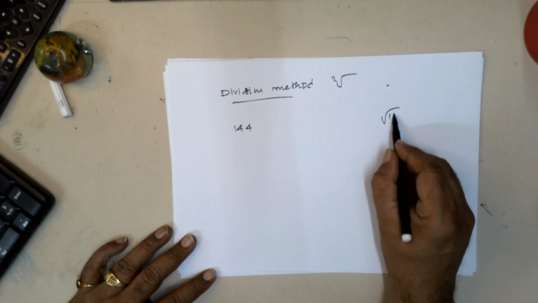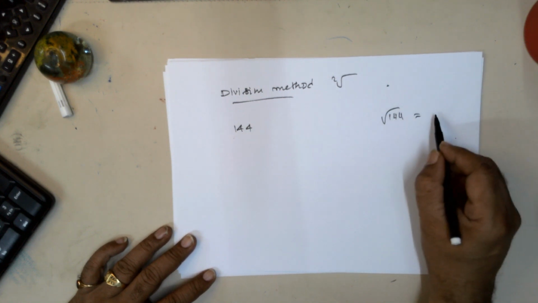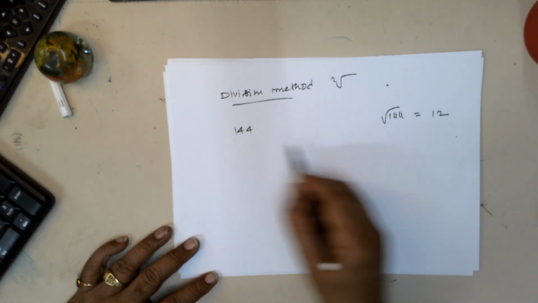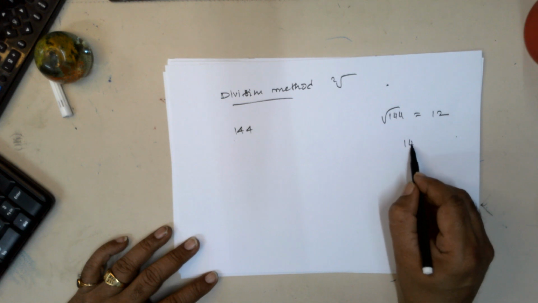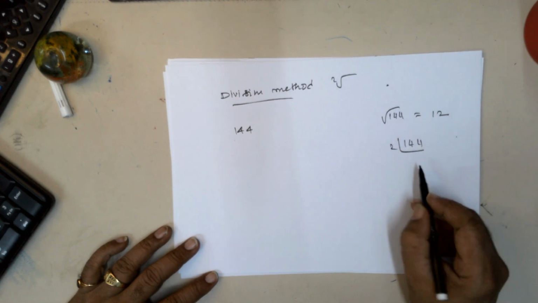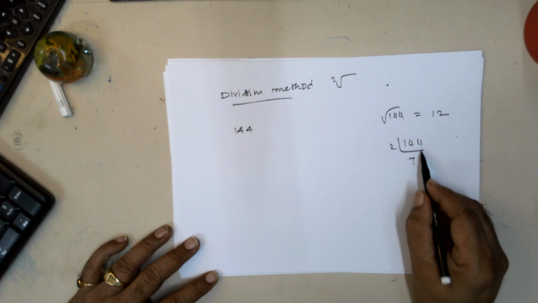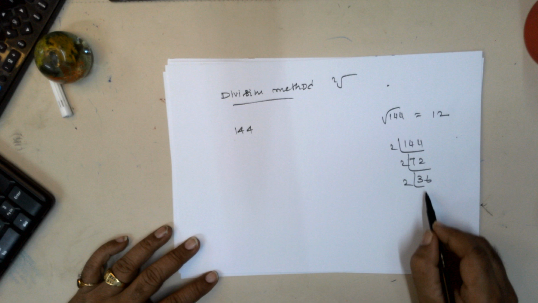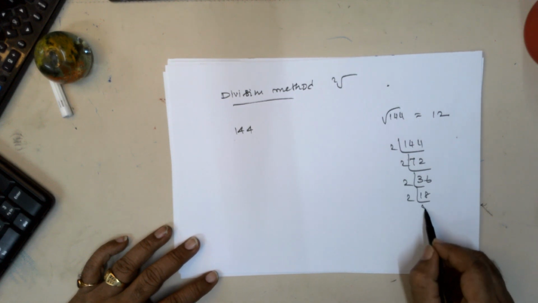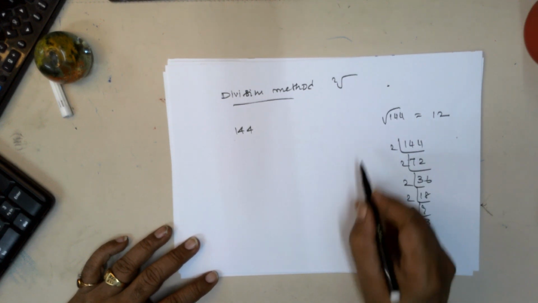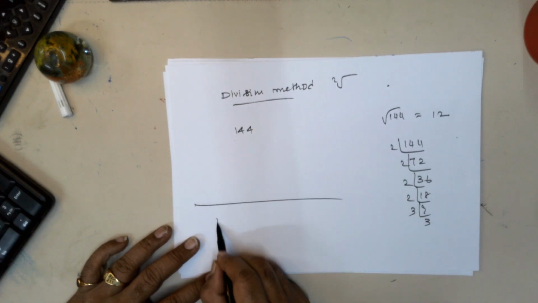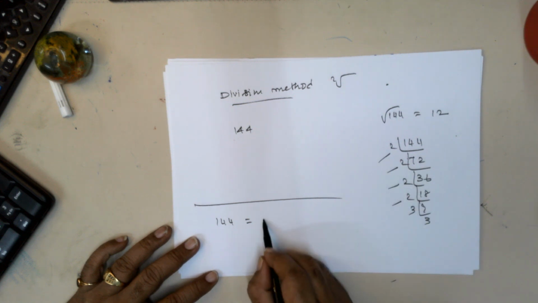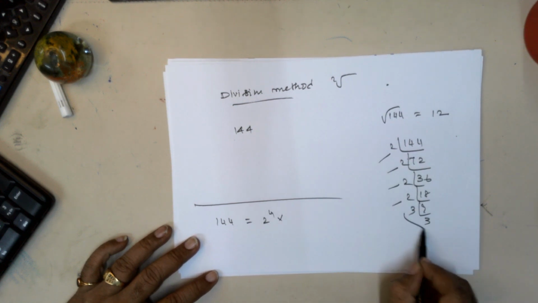You know very well the square root of 144 is equal to 12, right? So how to do this? By the factorization technique. 144 means you divide by 2, so 72, then 2, 36, 2, 18, 2, 9, and then 3, 3. So what can you put? 144 is equal to 2 power 4 into 3 square.